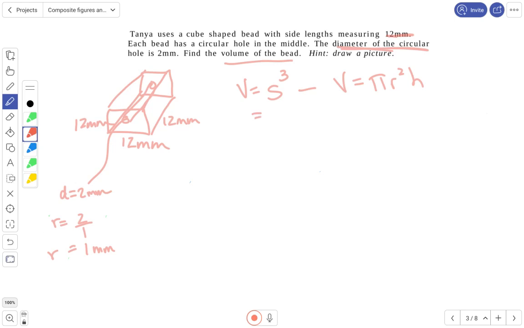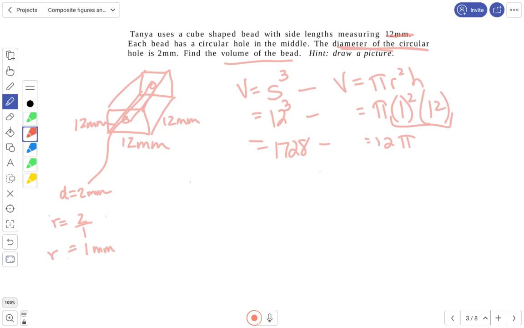Okay, so now I'm going to substitute in what I know. To find the volume of the actual cube, I'm going to do 12 cubed, and then I'm going to subtract that cylinder that's cut out of it. So pi times the radius, which is 1, squared, times the height, which is 12. All right, so 12 cubed is 1,728. I'm going to subtract pi times 1 squared times 12, so 12 pi.